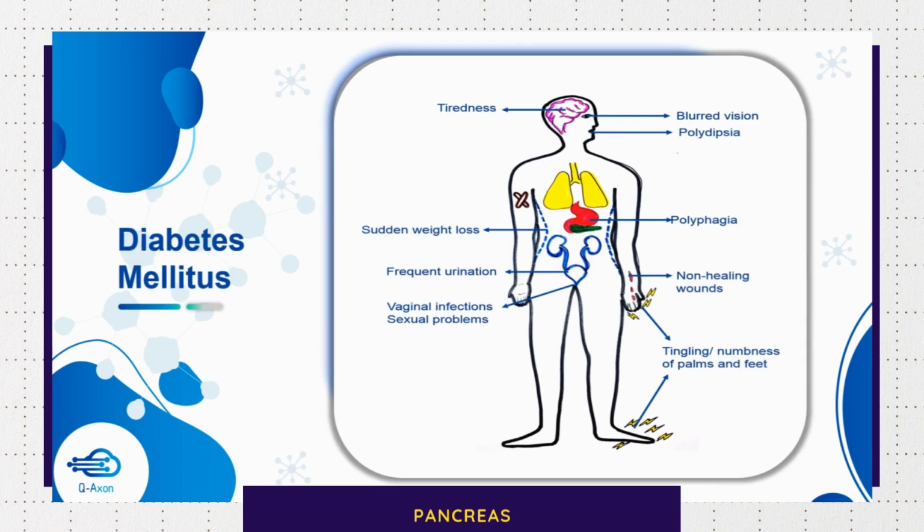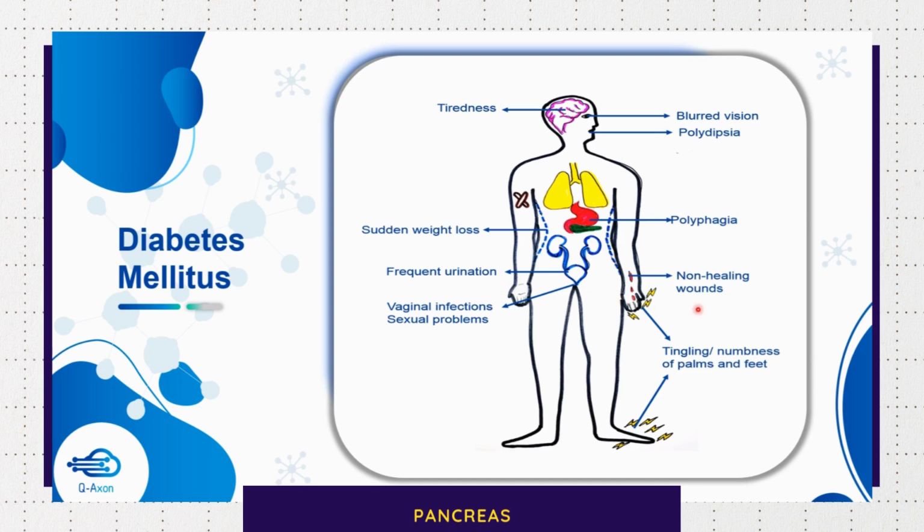Some of the symptoms in diabetes mellitus are generalized weakness, tiredness. They can have blurred vision due to diabetic retinopathy. They can have polydipsia, polyphagia. Polydipsia refers to excessive thirst, whereas polyphagia refers to excessive hunger. There can be sudden weight loss. There can be frequent urination due to polyuria.